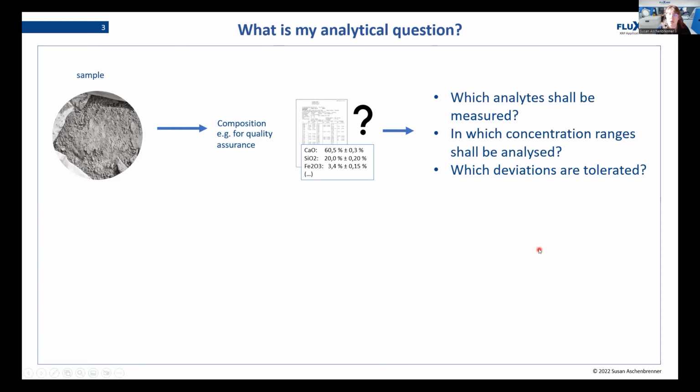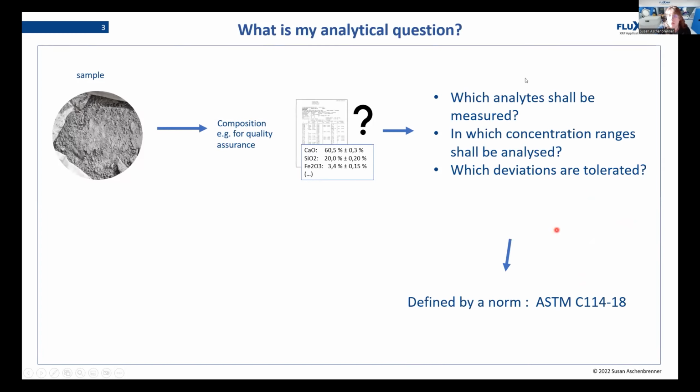And then we have to ask ourselves which analytes shall be measured, in which concentration ranges do we analyze, and which deviations are tolerated. And if we are very lucky, we don't have to decide on these things ourselves, but we get a norm that defines all of these answers to these questions. And in this case, we are lucky. We are having this ASTM norm. And in this ASTM norm, all these questions are answered.